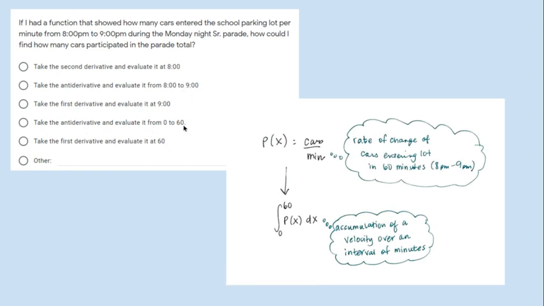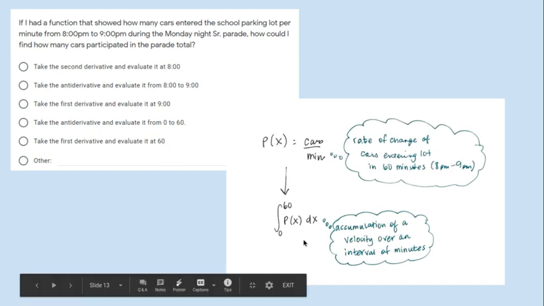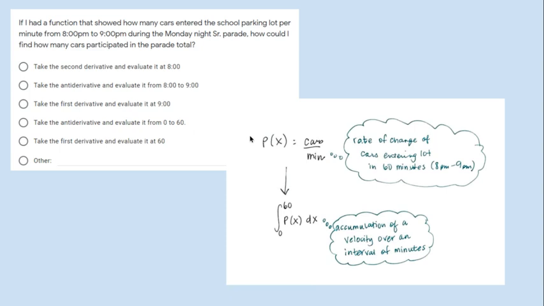There were two options that talked about antiderivative, one from 8 to 9 and one from 0 to 60. So, just like we've been hounding all year, it's really important that you're using the appropriate units. Cars per minute is the function, so I want to be finding an antiderivative, or integrating, along a minute interval. So that would be from 0 to 60. If I chose from 8 to 9, that would be like taking an integral over just 1 minute. So that's why the correct answer was to take the antiderivative or accumulator function and evaluate it from 0 to 60.